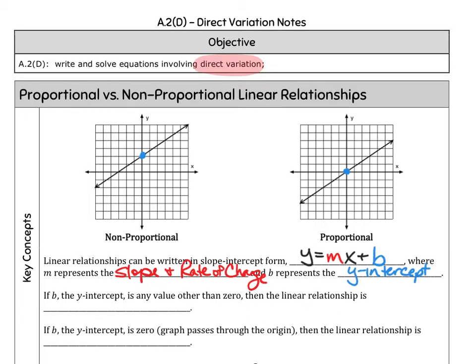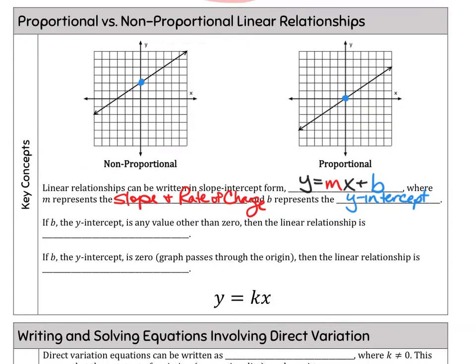We really like this form of an equation, and specifically today we're talking about a very specific version of that. If the y-intercept is any value other than 0, so if you actually have a b there, that linear relationship is called non-proportional. Most of the graphs that we did last unit were non-proportional graphs because they all had a y-intercept. Okay, that's this right here.